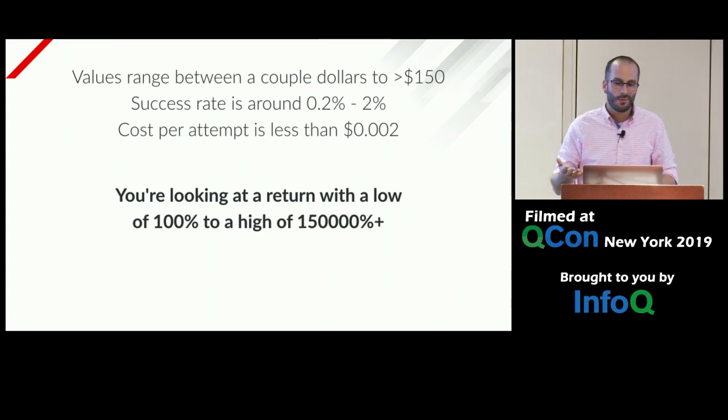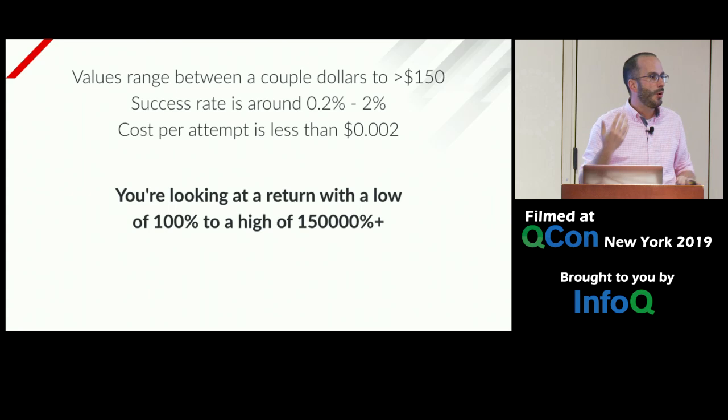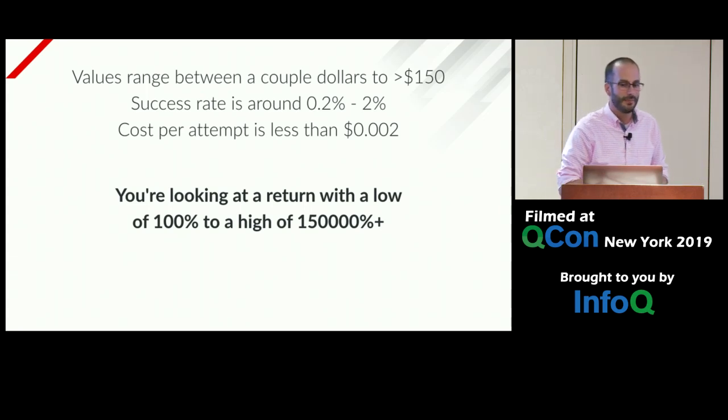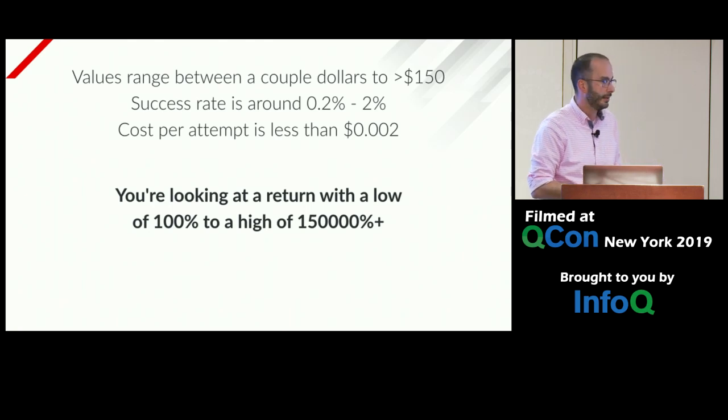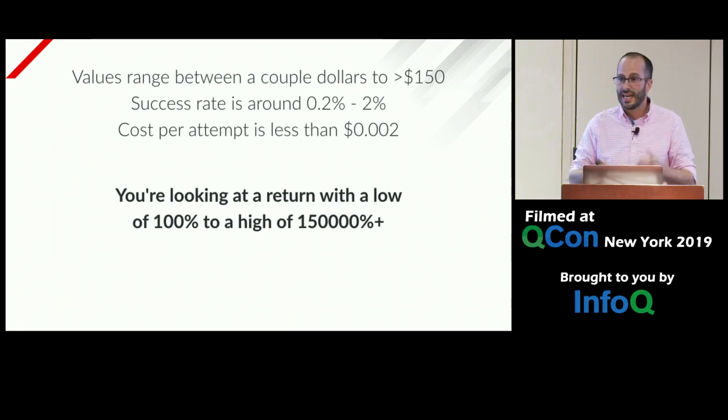So you get a success rate, what we've seen, between about 0.2 and 2%, which is variable depending on the quality of the credentials that you've got. But 0.2 and 2% is generally the number that we repeat. And the cost per attempt is less than a quarter of a penny. So we're looking at a return at the low end of 100% and at the high end of about 150,000%. You don't need to be Warren Buffett to know whether or not this is a good deal.